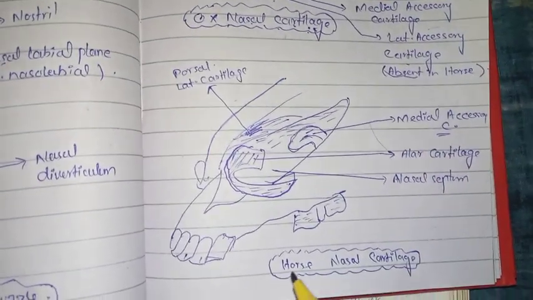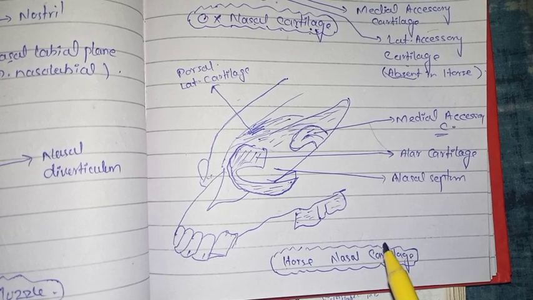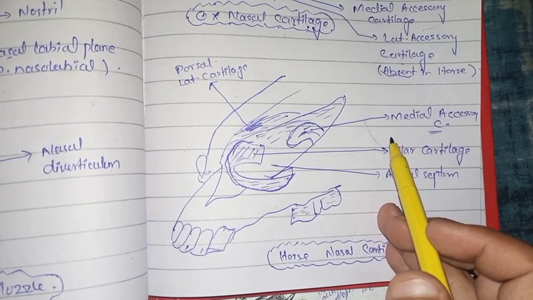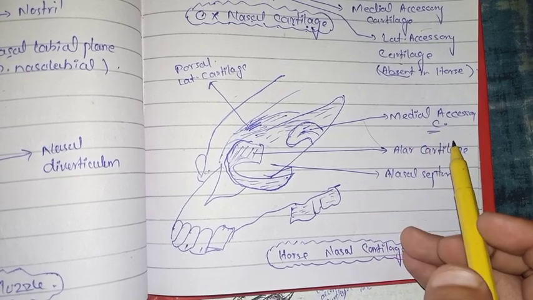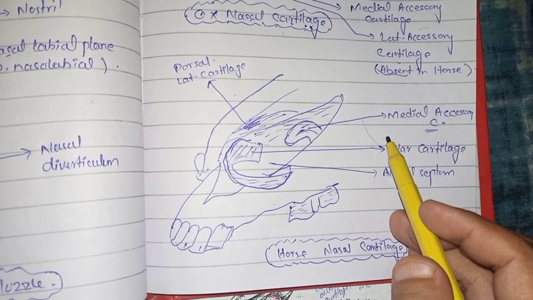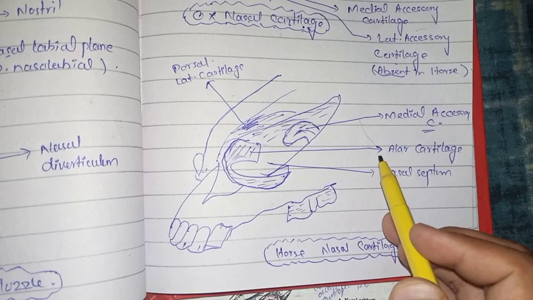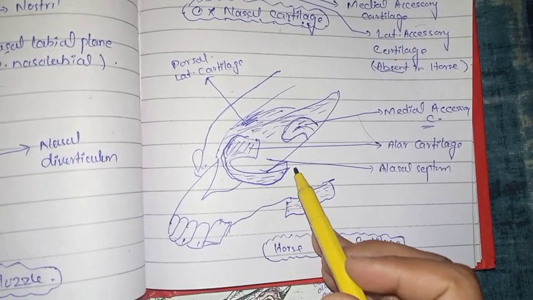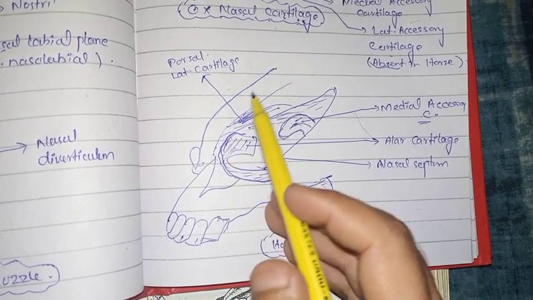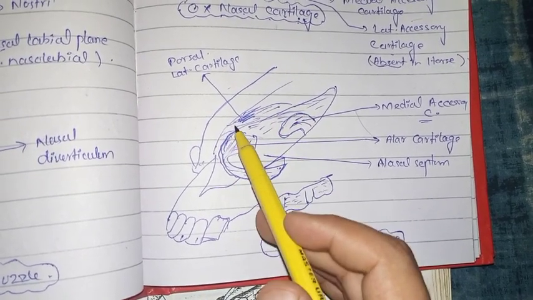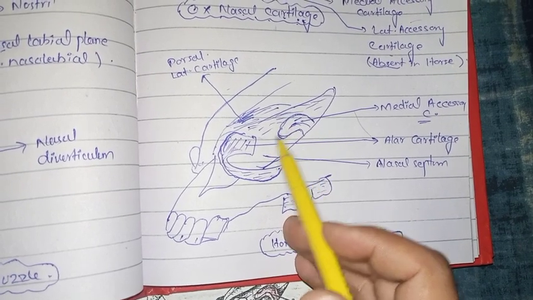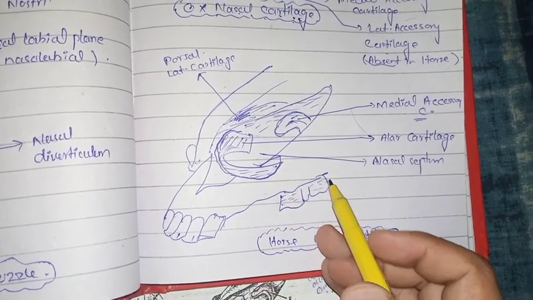Now come to horse nasal cartilage. The main thing in nasal cartilage of horses is the alar cartilage, which is absent in other domestic animals. This one. Overall, all the structures are same, like dorsal lateral cartilage, medial accessory cartilage, nasal septum, etc.